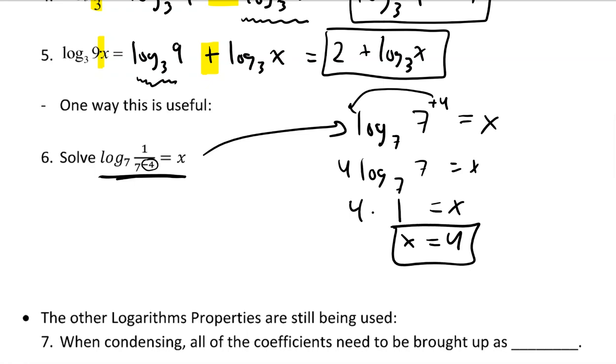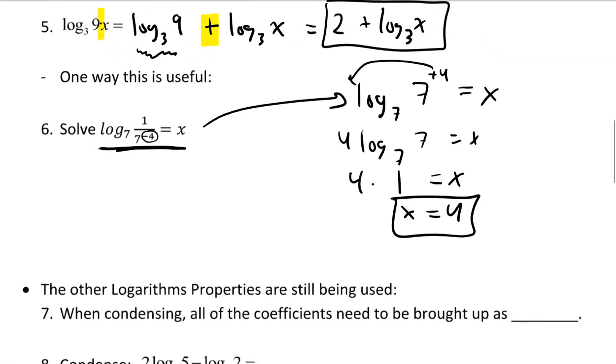So that's the way we did it before break, because we didn't know how to expand and condense. Okay, but now you've got an option. I'm not saying that it's easier, but it's something that you can consider. Because now we could say, well, we've got division inside a log, so what if I expanded it out? So it'd be log base 7 of 1 minus log base 7 of 7 to the -4.